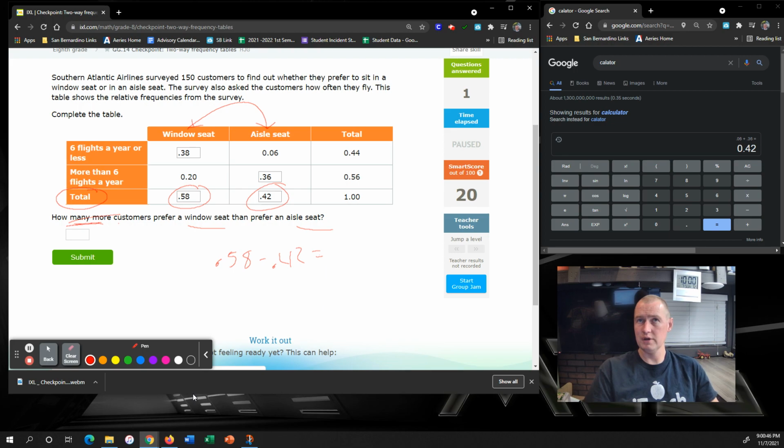It's going to give us a frequency. Then we're going to multiply the number of customers. So we got 0.58 subtract 0.42. It's going to give us 0.16. Now, because we have a total of 150 customers on this plane, or in this scenario, we're going to take that 0.16 multiplied by 150, and that's going to give us a total of 24 customers. And there we go. 24 customers would much rather have a window seat compared to an aisle seat.